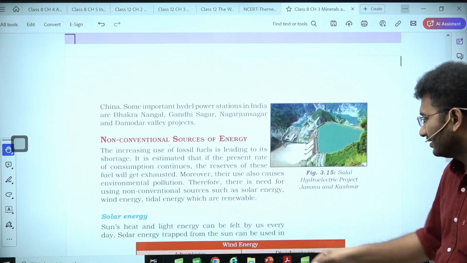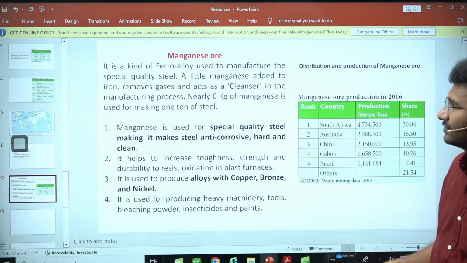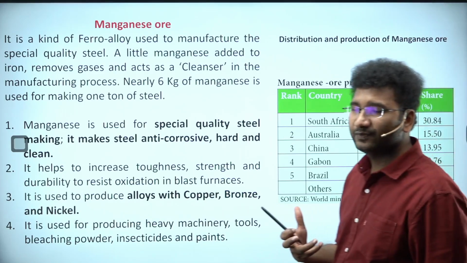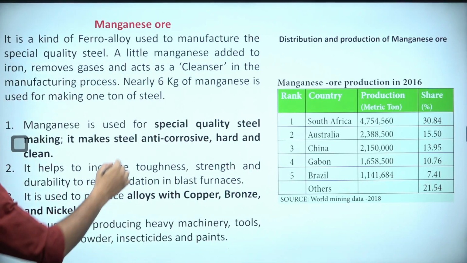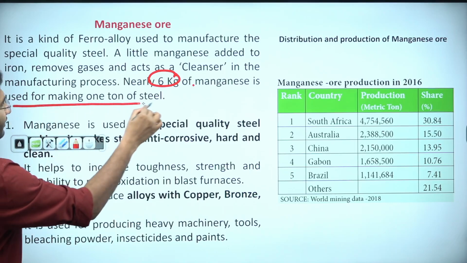Let's see. There is also another mineral. For this, you need to understand what the different types of ores are. Look at manganese. Manganese is also present in the form of ore, right? See, manganese is very well used in steel. You see, almost 6 kg of manganese is used for making 1 ton of steel.